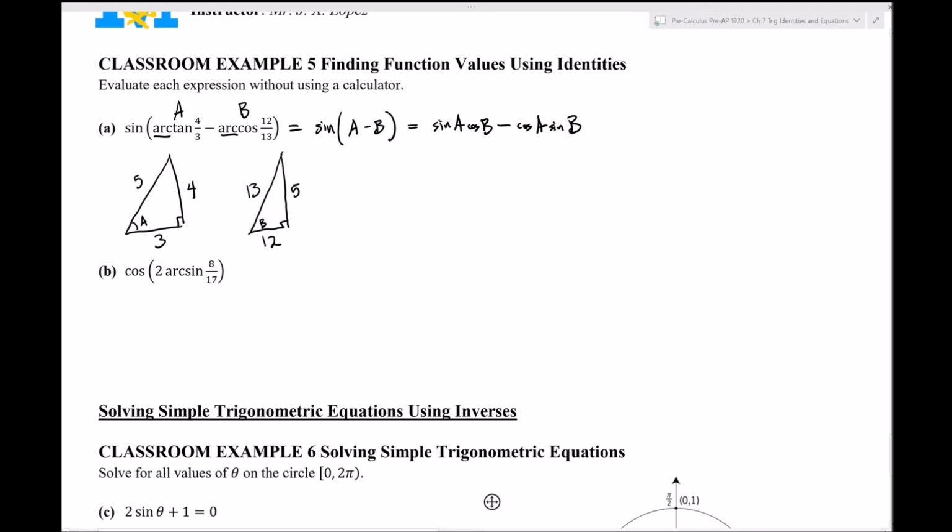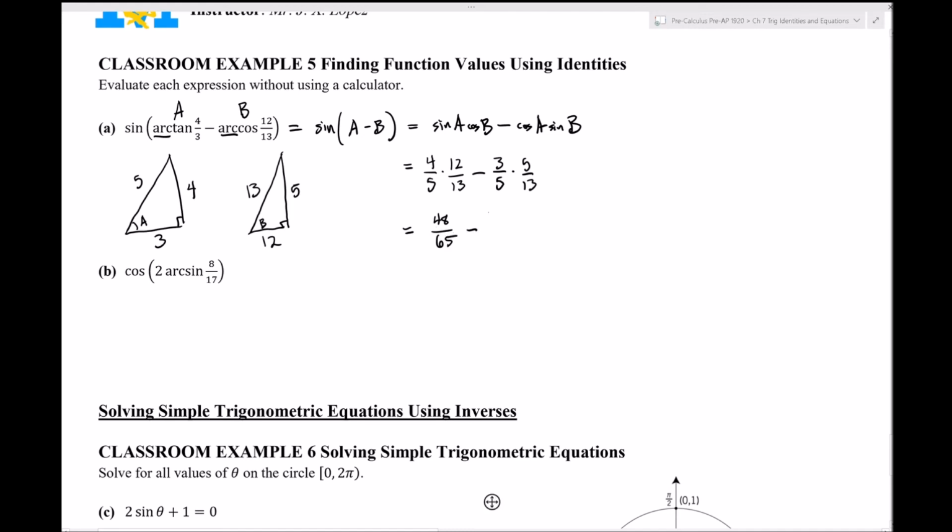So then using this visual, we can fill this up, no problem at all. Sine of A. Sine of A is opposite over hypotenuse on the A triangle, so 4/5, times cosine of B, 12 over 13, minus cosine of A, 3/5, times sine of B, 5 over 13. And we're almost done. All I've got to do is simplify this expression. 4 times 12, oh crap. So now we've got to multiply. 4 times 12 is 48. 5 times 13, 65.